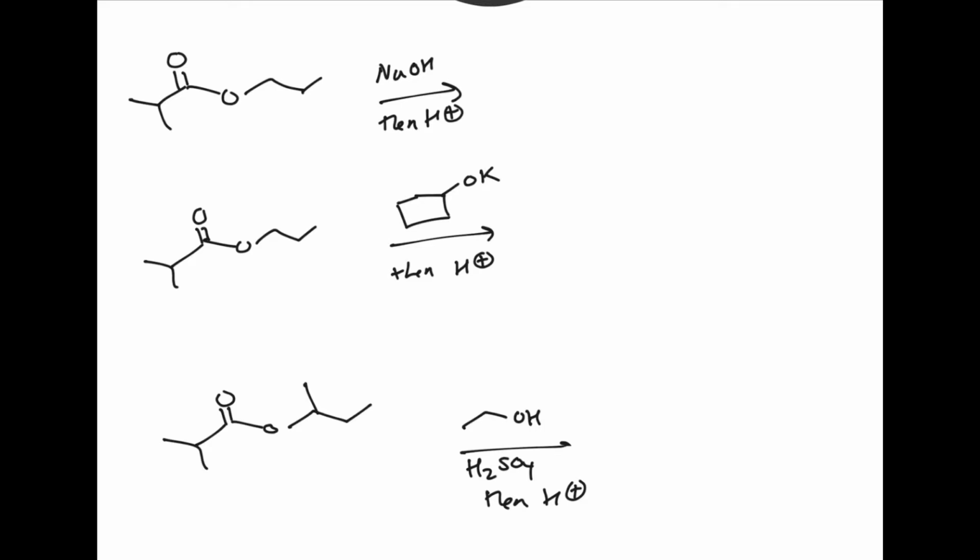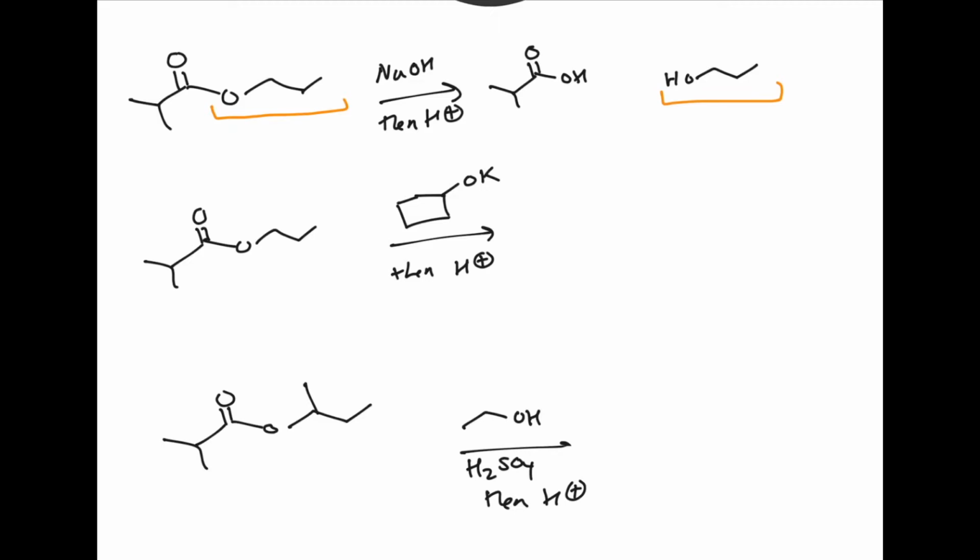So the first one is saponification. We make carboxylic acid. Now, as a byproduct, we do end up making the alcohol. For the most part, we're going to mainly be concerned with the carboxylic acid side of the ester when we do a saponification, but that's not always the case, right?